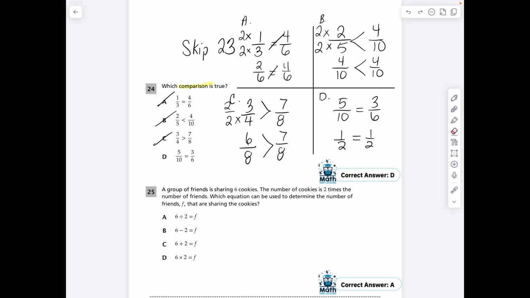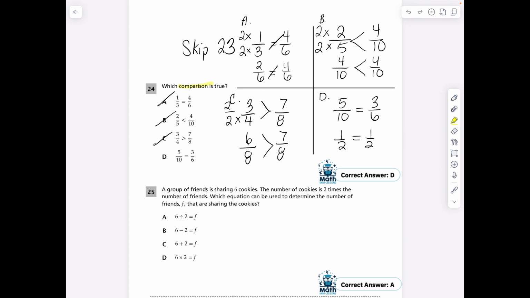I did want to show you another strategy for 24, but I think I'm going to save it for another video because I don't want to confuse you if you have a way that works. Let's look at 25. A group of friends is sharing 6 cookies. The number of cookies is 2 times the number of friends. What equation can be used to determine the number of friends?